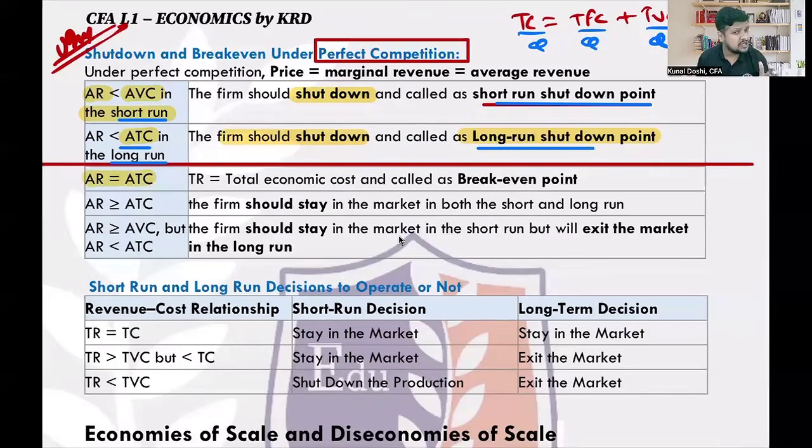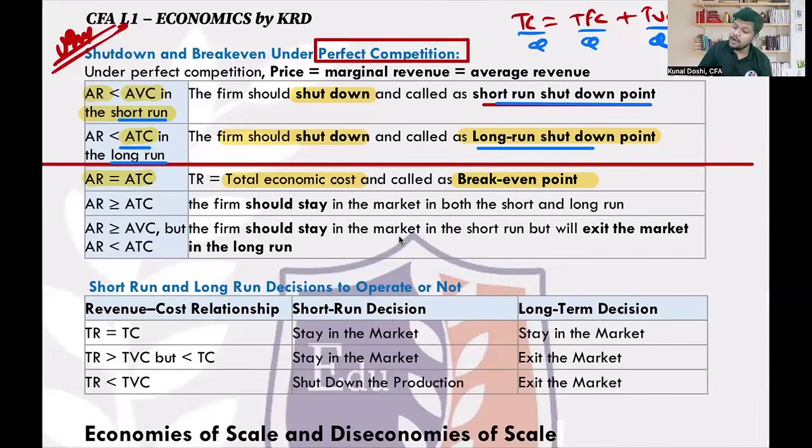Now, when we go in more detail, when the firm's average revenue is enough that it covers the average total cost, here, when I say average total cost, it includes the accounting as well as opportunity cost, right? So it covers the economic cost. So when the firm's average revenue is enough to cover average total cost, we say the firm's total revenue is equal to total economic cost, and that is the break-even point. If the average revenue is more than that, then we say you have been making economic profits.